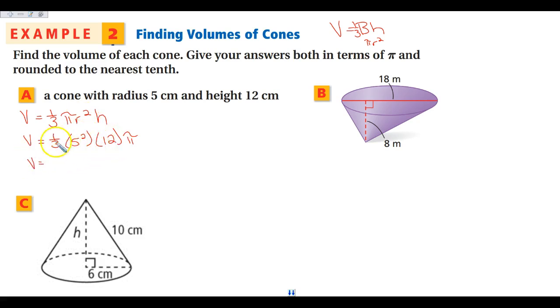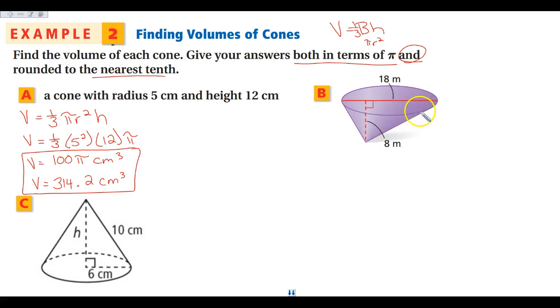So please make sure that you're squaring your radius, that you're not squaring pi. Okay, so when we calculate this, we are going to get 100 pi, and that's going to be centimeters cubed, because look at my directions, they say both in terms of pi and to the nearest tenth. So I want my answer in terms of pi. Then when I multiply this times pi, I'm going to get 314.2 centimeters cubed. So these are the two ways that we want our answer to be given.